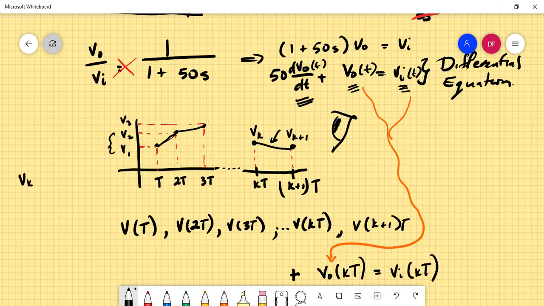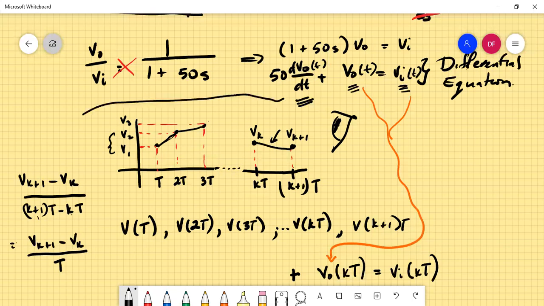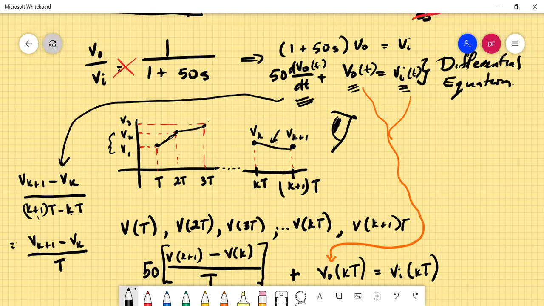Vk plus 1 minus Vk over T, plus (k+1)T minus kT. All right, so what we are saying is that the gradient at any time t, that is what we're going to replace this. So we're going to write 50. And instead of dv out by dt, we are going to use the discrete system, we have to use a discrete gradient. So we're going to say v out k plus 1 minus v out k, all over T, is the gradient. All right, so that is what is going to replace my dv by dt.